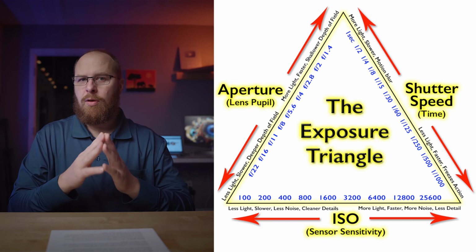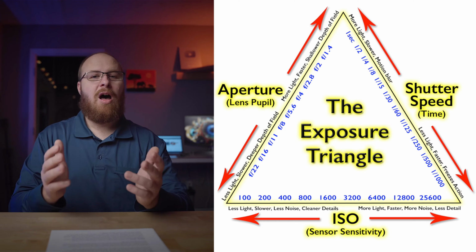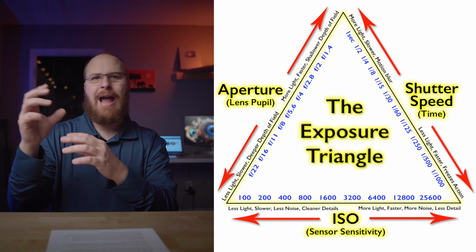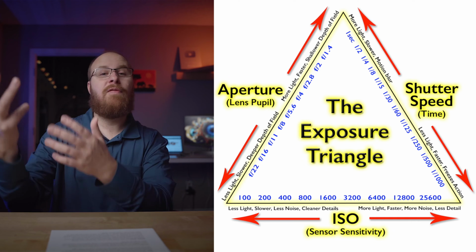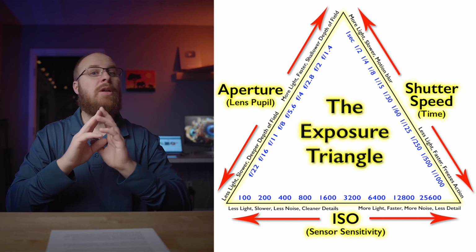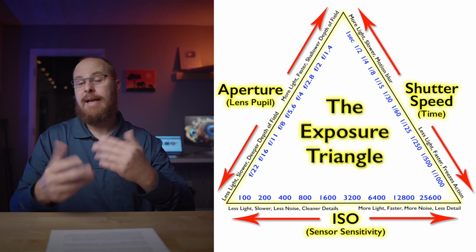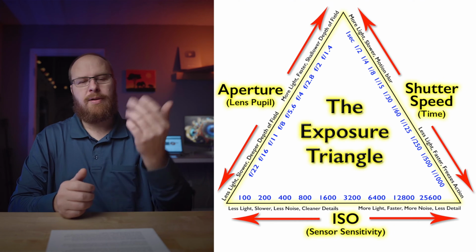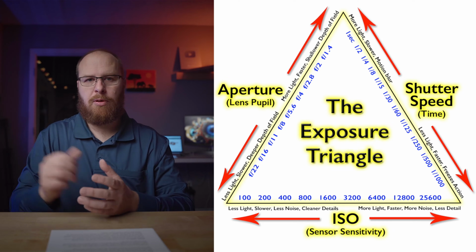Now, shutter speed is also measured in stops, but it's represented as fractions if it's a really fast shutter speed, like 1/500th of a second, and then it goes all the way to full seconds if you want slow shutter speeds, like all the way up to 30 seconds, for example. And then there's bulb mode on top of that where you can get really long exposures.